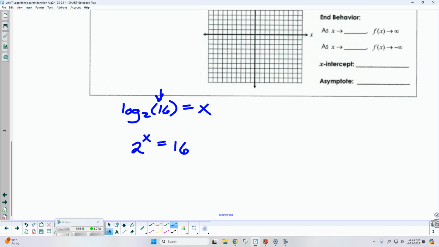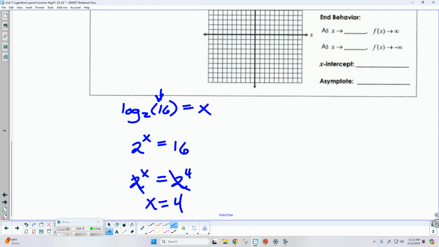Okay. Once you do that, a lot of students are probably going to be able to visually see what's happening here. I mean, we know that 2 to the 4th power is going to give me 16. But if you're not able to see that immediately, maybe we could rewrite it and take one step further. Because we know that if one exponential equals another and they have the same base, then I can say that the first power equals the second power.